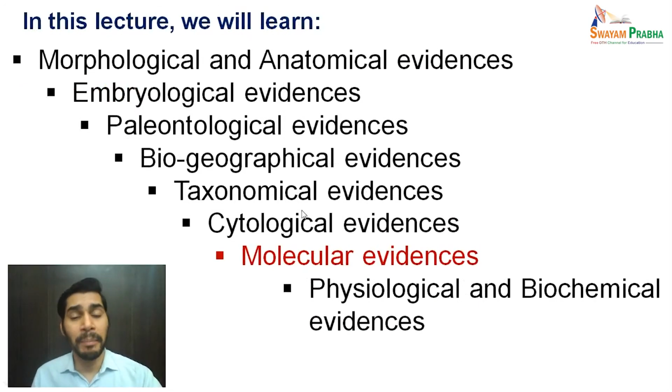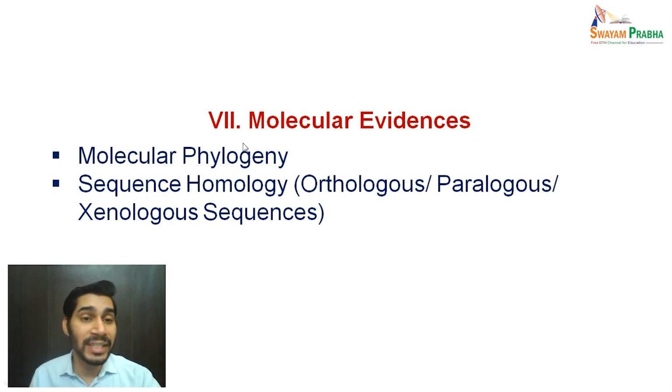Moving ahead, let's go a further level down to the molecular level. In molecular evidences, we will discuss the phylogeny operating at the molecular level, that means evolution occurring at the molecular level. And then we will slightly touch upon sequential homology, that means homology existing in the sequences of biomolecules like proteins and nucleic acids, which comprises orthologous, paralogous and xenologous sequences, which we slightly discussed in homology.